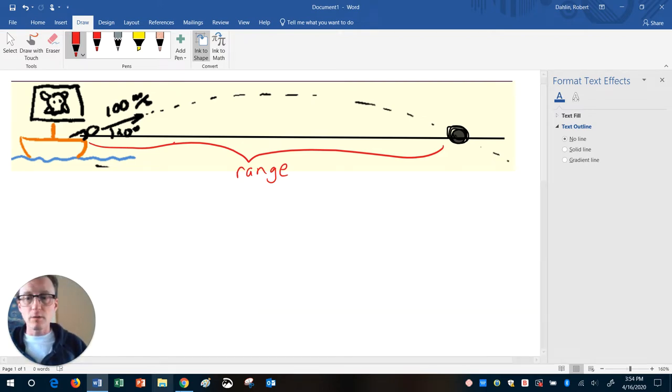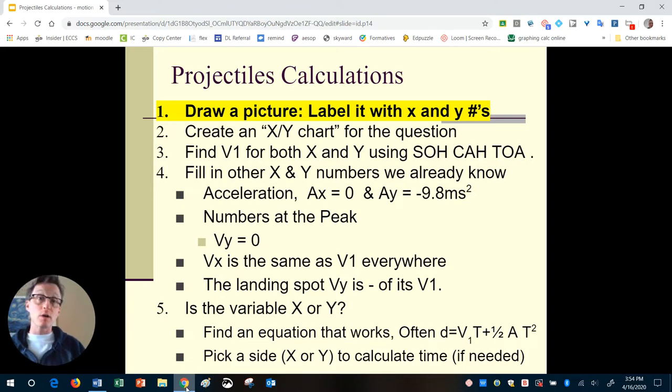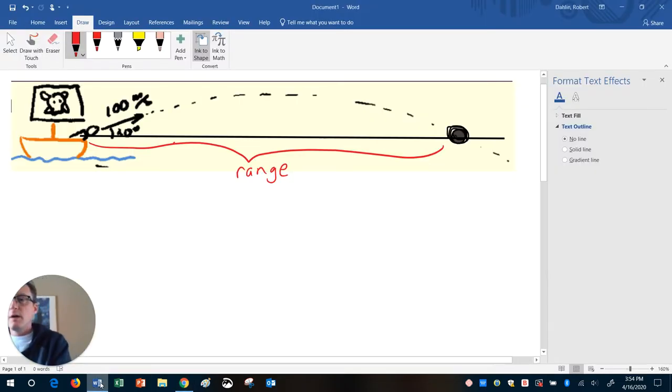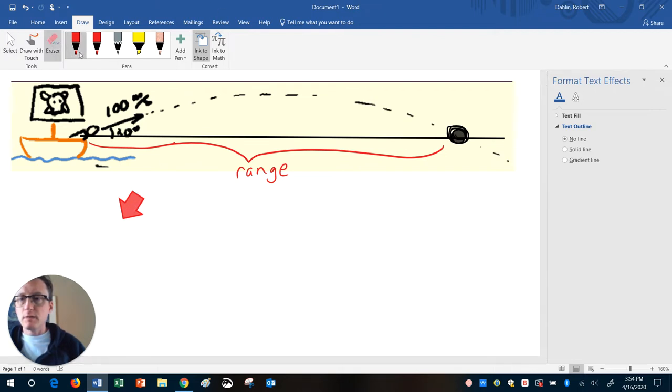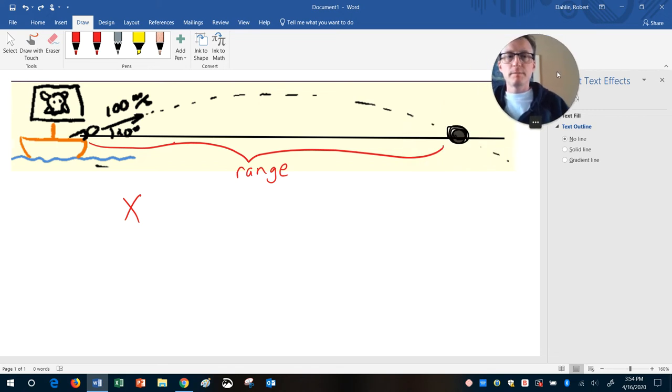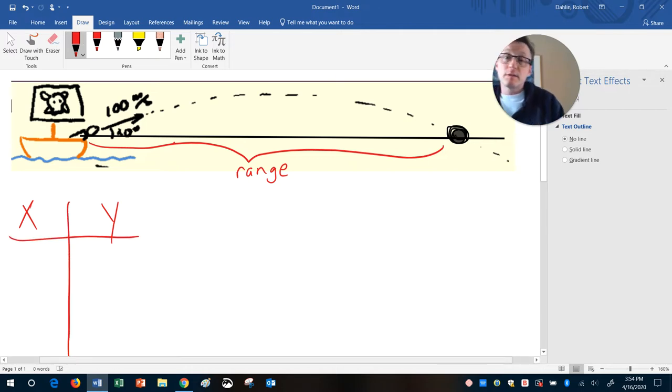All right, go back to the notes. Step two says create an X and a Y chart for the question. So I'm going to do that real quick. Oh, sorry, I got it on ink to shape. I forgot about that. My apologies. We're just gonna undo that, take that off, and move this up to here. In fact, I'm gonna restart my chart. So X and Y, because remember, this situation has numbers that are talking about side-to-side stuff and up and down stuff. So we need to know which is which.